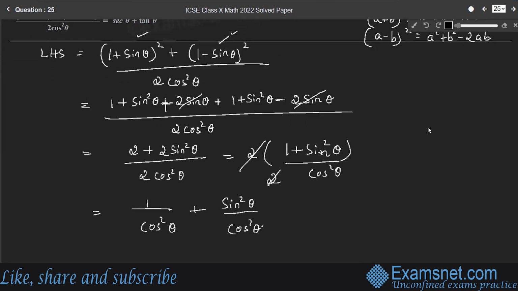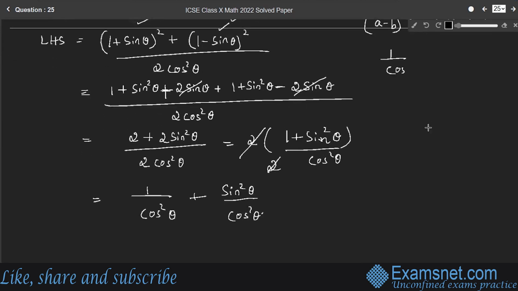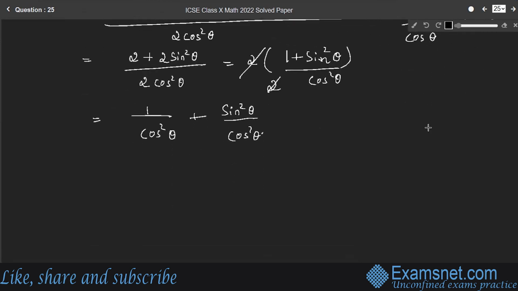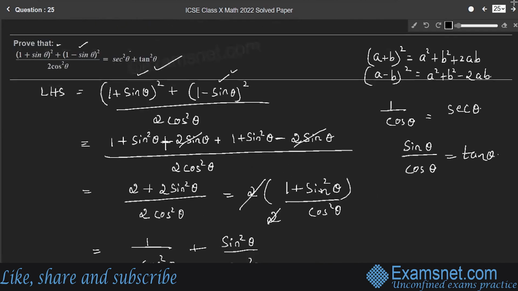So you have studied about trigonometric identities. 1 by cos theta, the inverse of cos, is always secant, right? 1 by cos theta is always secant theta, and sin by cos is always tan. Therefore, sin theta by cos theta is tan theta. Therefore, 1 by cos square theta becomes secant square theta, plus sin square theta by cos square theta becomes tan square theta, which is nothing but the right hand side. Hence proved. Therefore, LHS is equal to RHS, secant square theta plus tan square theta.